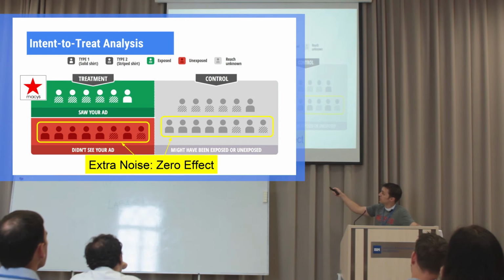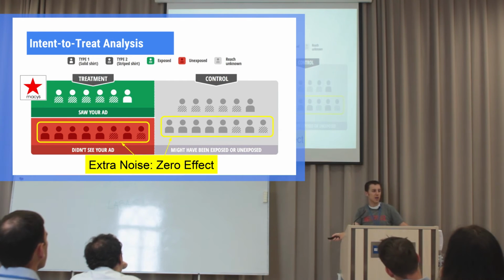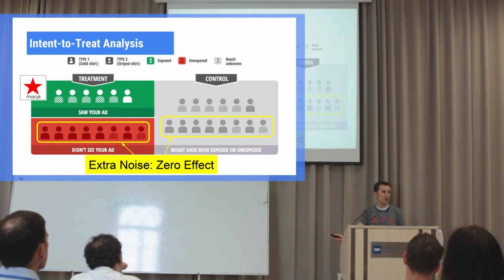So there's all these people who didn't see the ad, and what's the treatment effect of not seeing an ad? It's 0. So if there's no ad effect, then there's no difference to be measured. But we still have to include their sales, and it turns out when you add their sales in, it adds variance. And then you're stuck measuring the causal effect with additional noise.